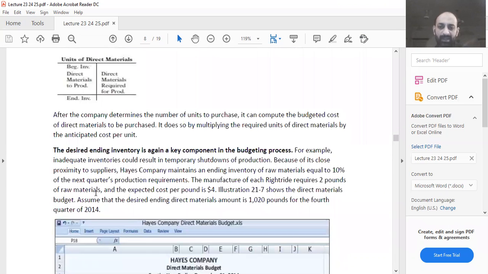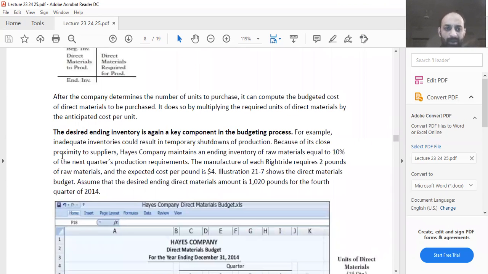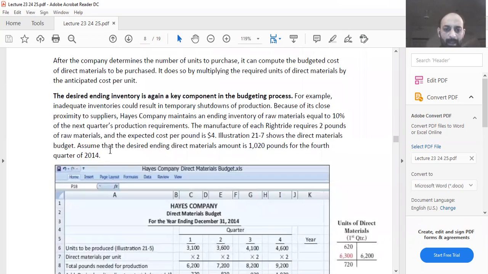Now it has given us further data. For example, inadequate inventories could result in temporary shutdowns of production. So that is why the desired ending inventory is again a key component in the budgeting process. Hayes Company maintains an ending inventory of raw material equal to 10% of next quarter's production requirement.